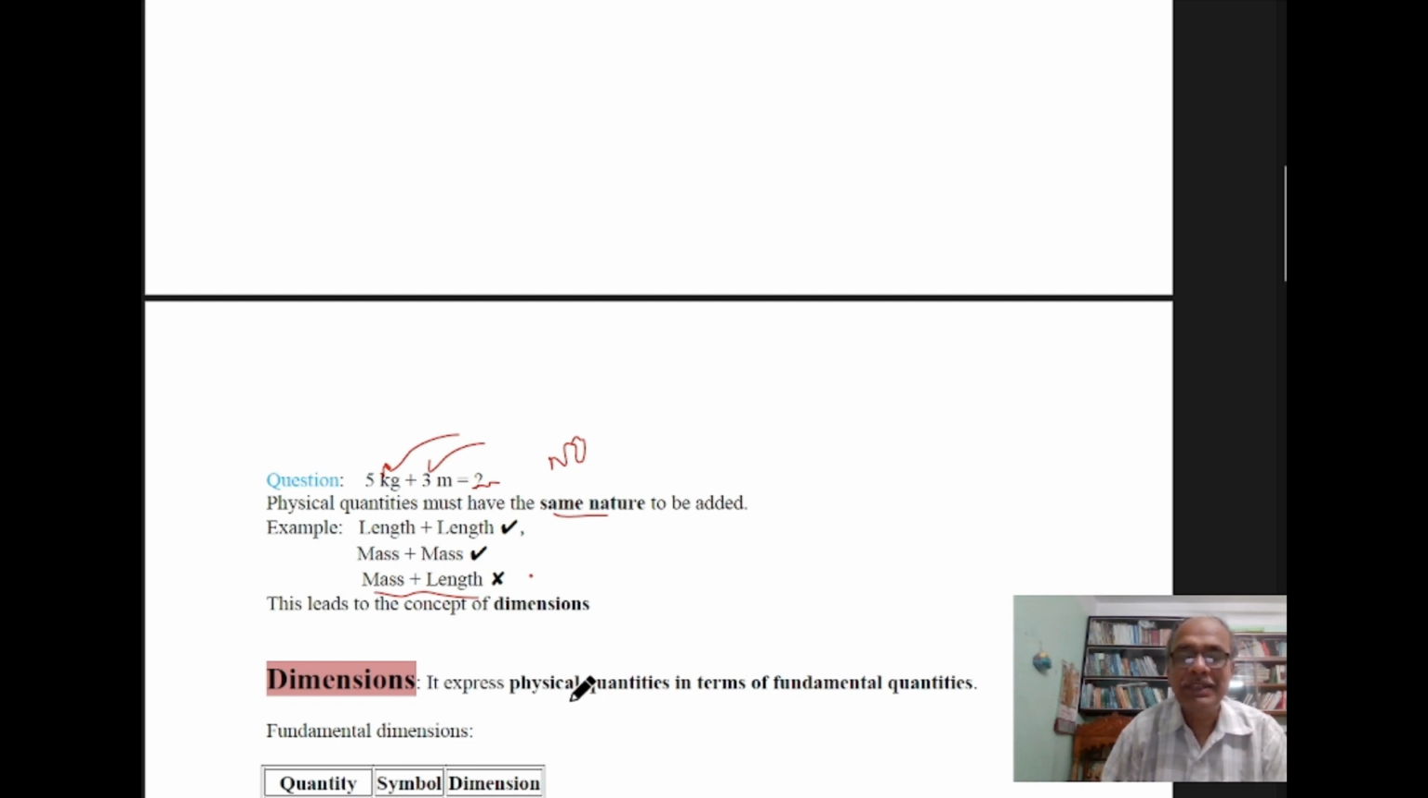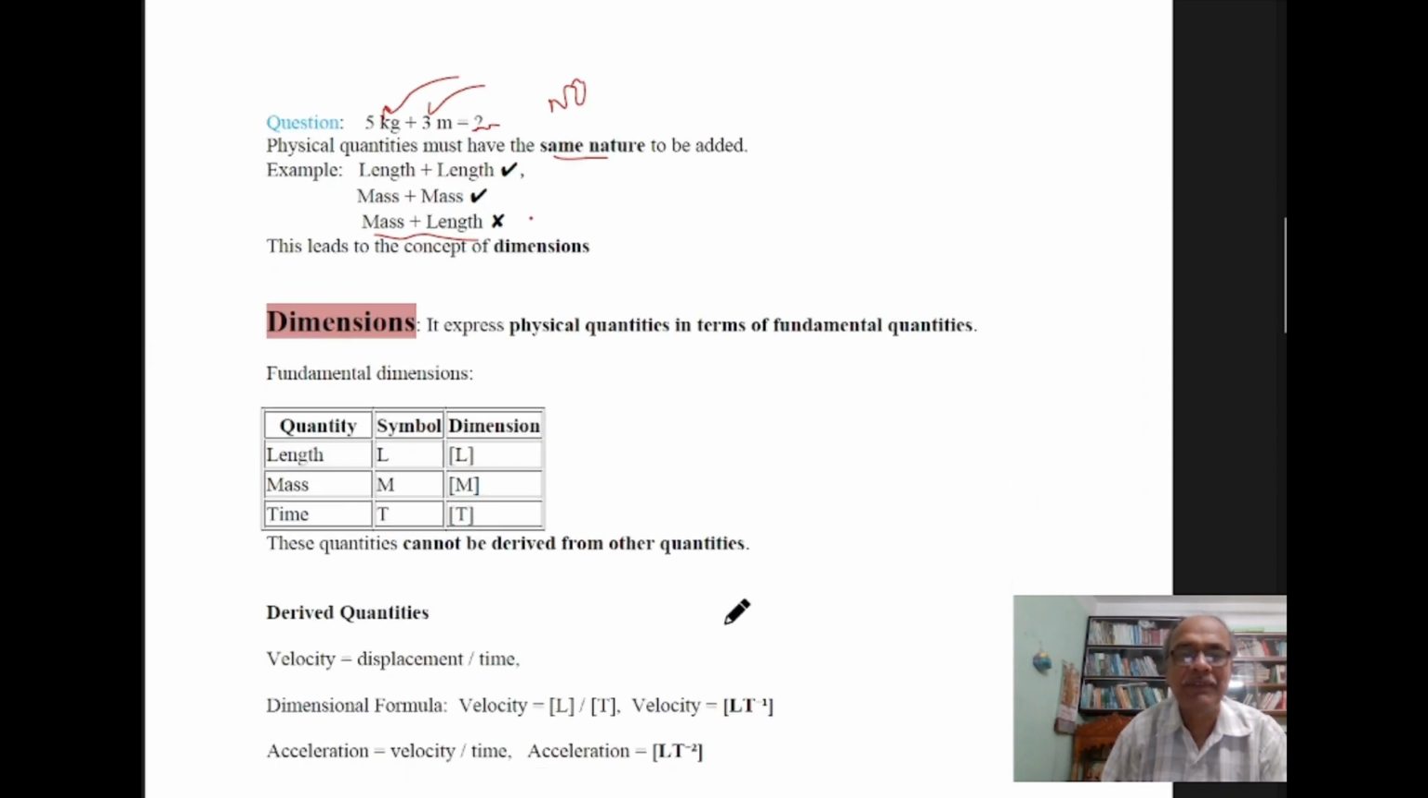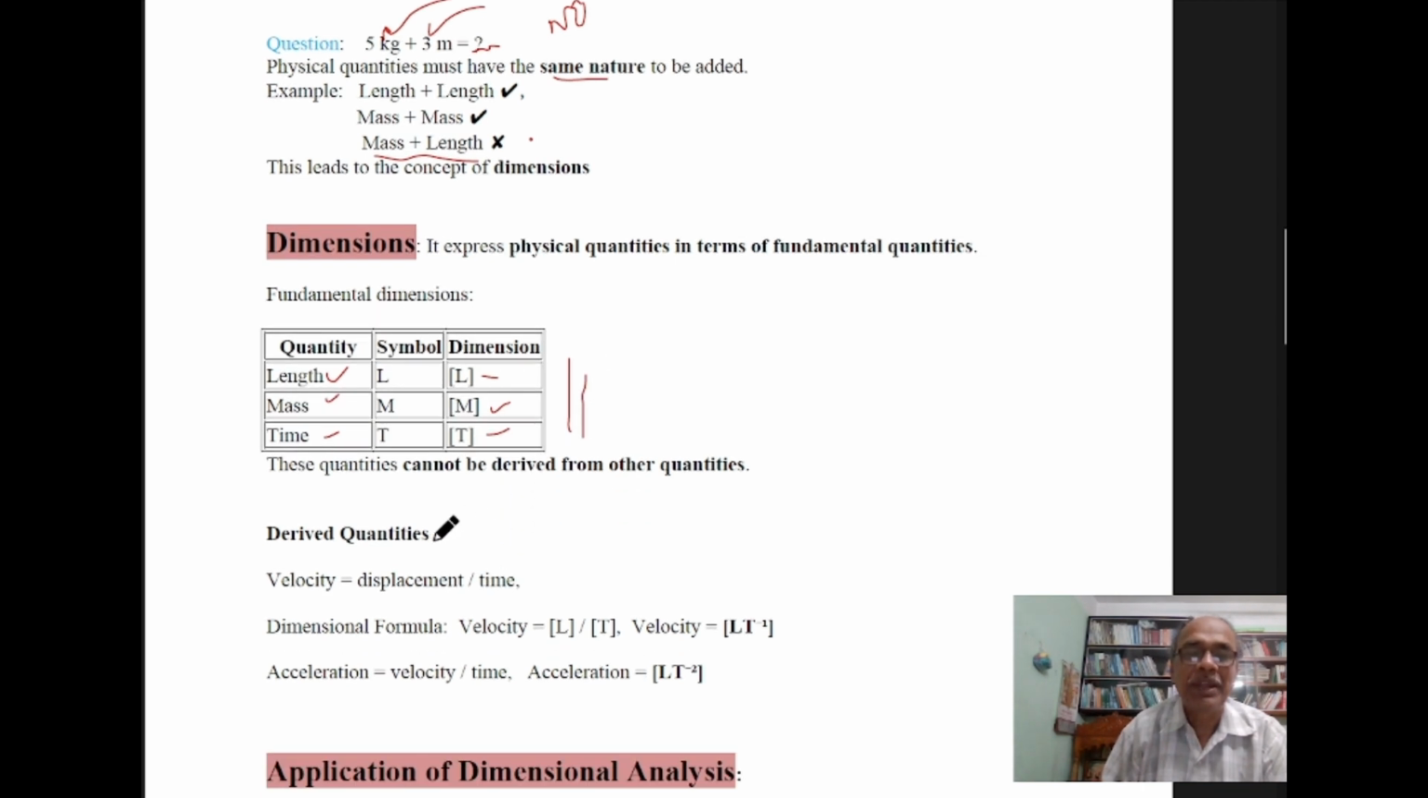The dimension is the physical quantity in terms of fundamental quantities. What are the fundamental quantities? Length, mass and time. The dimension symbols are within square brackets: [L], [M], [T]. And these quantities cannot be derived from other quantities. So these are the fundamental quantities.